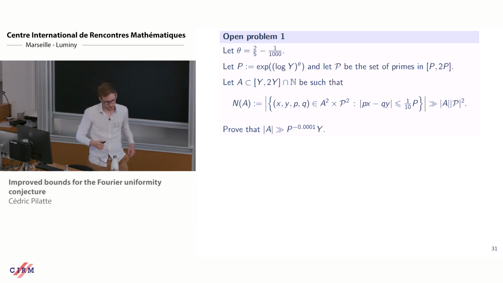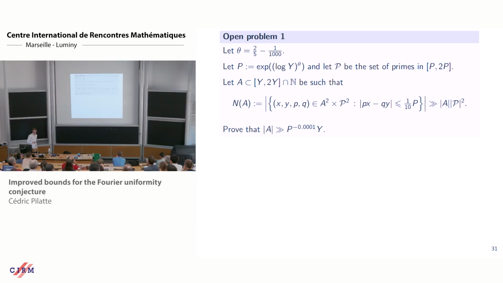And here I'm asking you to prove the following estimate. So if the number of quadruples satisfying this estimate is at least as large as the trivial bound up to a constant, then you have to prove that this is only possible if A is not too sparse, and the sparsity that I need is P to a small constant. So if you can prove this, and also prove some modular variant, then you will improve on my result.